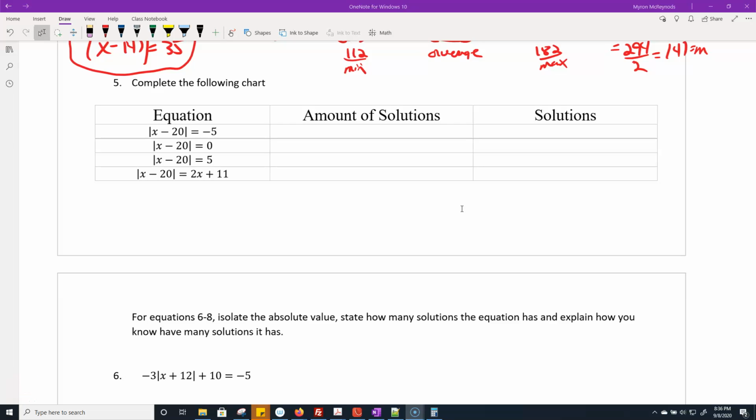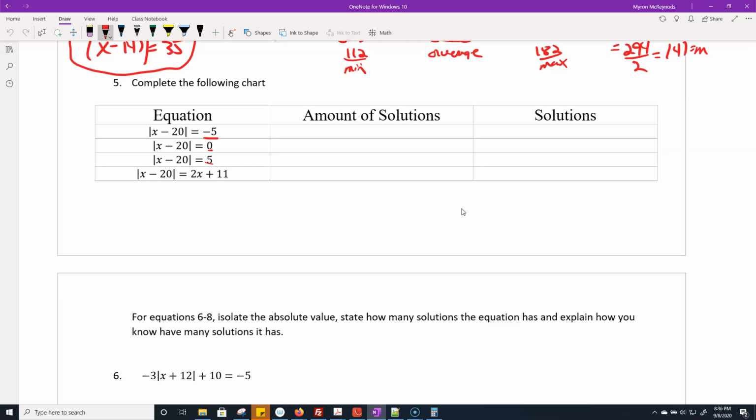All right, for number 5 of the formulating review for absolute value equations, you basically need to remember the rules of how many solutions you'll have based on the number over here, if it's negative, positive, or 0. If it's just a number over here, there's a set number of solutions each of these will have.